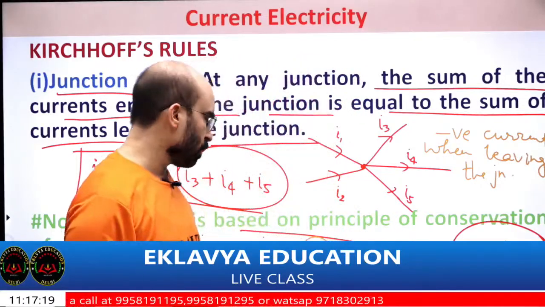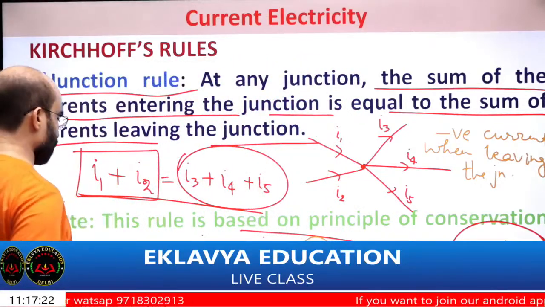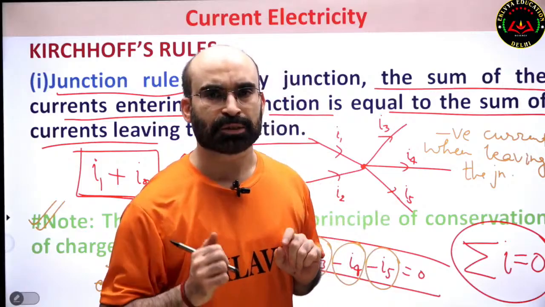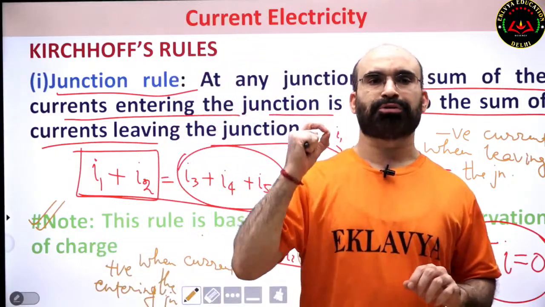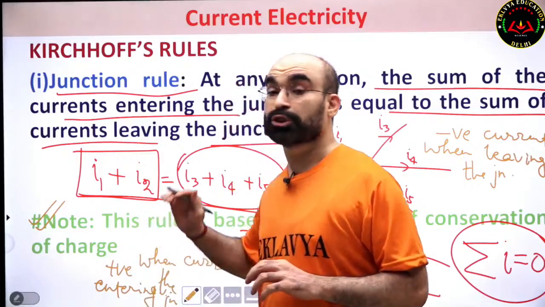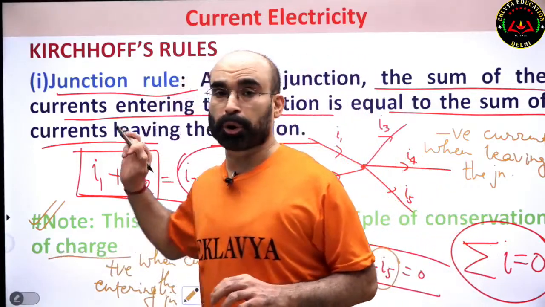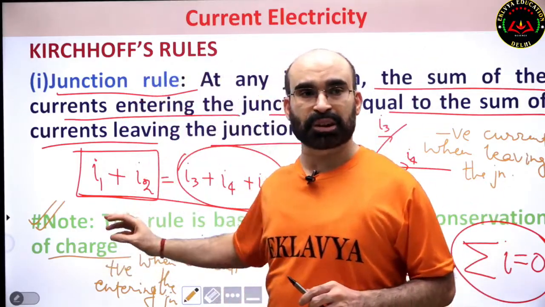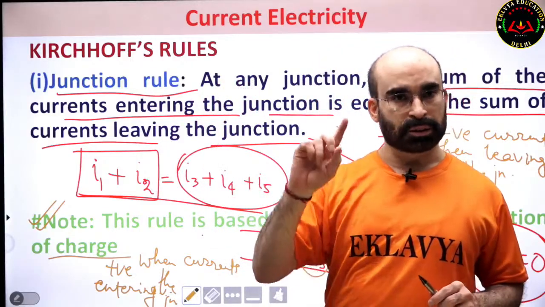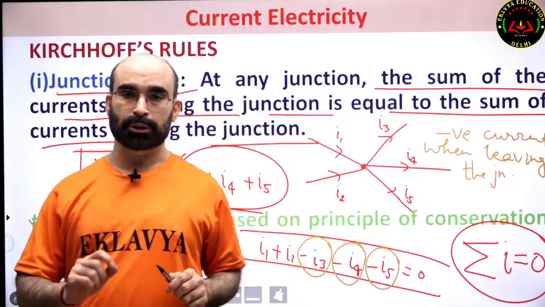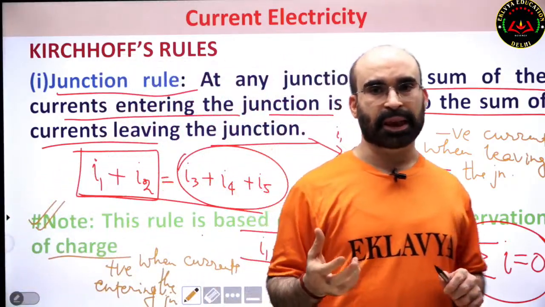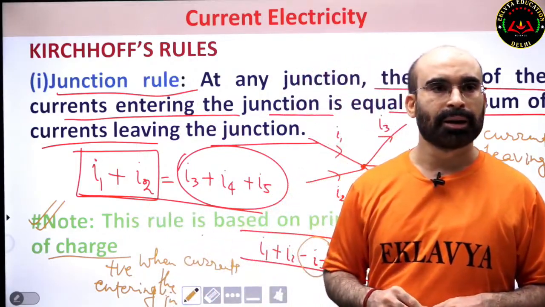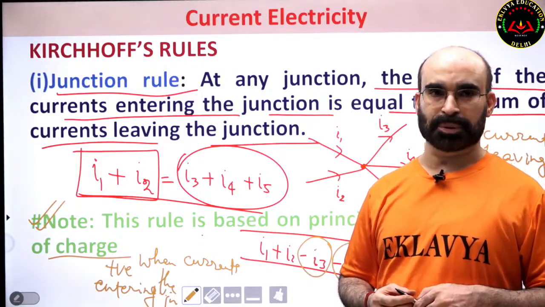One more basic idea behind this. First of all, on what principle is this rule based? This rule is based upon the principle of conservation of charge. So the junction rule is based upon conservation of charge. This is one important piece of information that we need to keep in mind. At times in CBSE they can ask you, show that the junction rule is based upon the principle of conservation of charge. How is this possible?